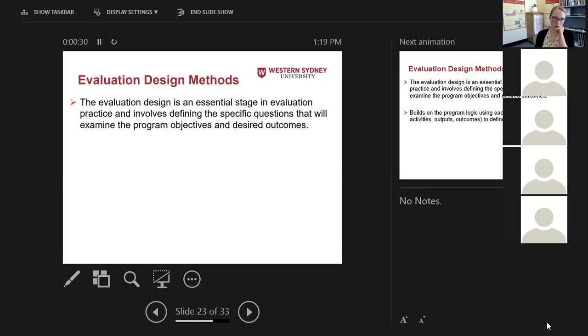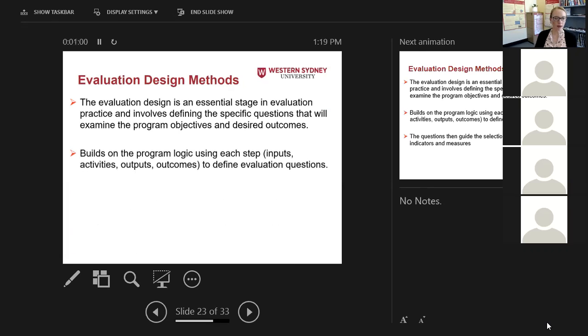Okay, so what questions are you asking and what are those desired outcomes, which is why it's important to look at that program logic and really map those. What were the activities, what were the outcomes, because those desired outcomes determine what sort of methods you're looking for. So if you want to know community acceptance of a program, you're going to use a very different method than if you want to know what the blood sugar levels are of a certain population. And it builds on that program logic using each step.